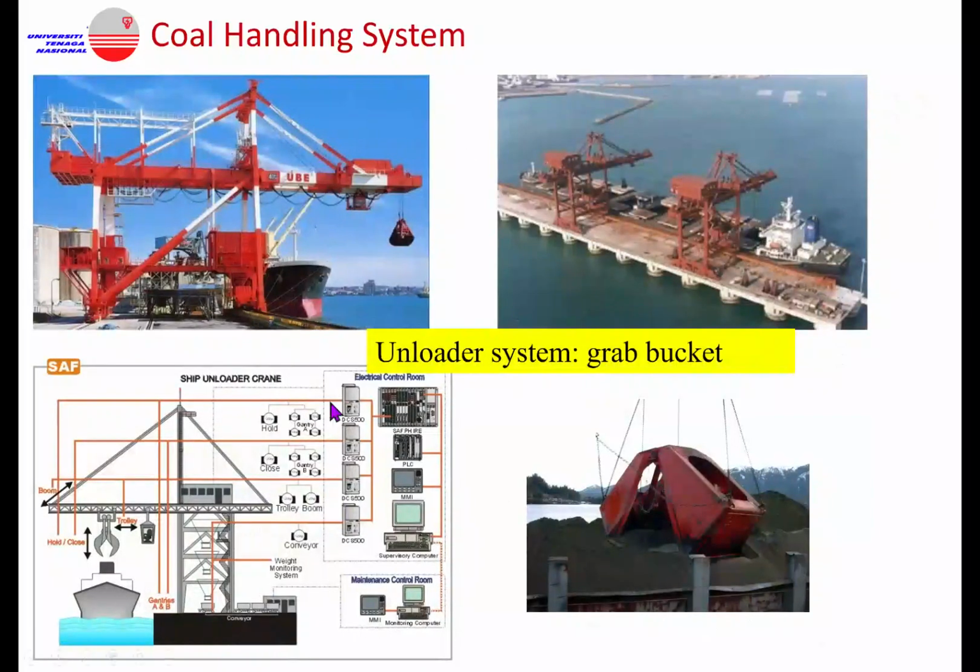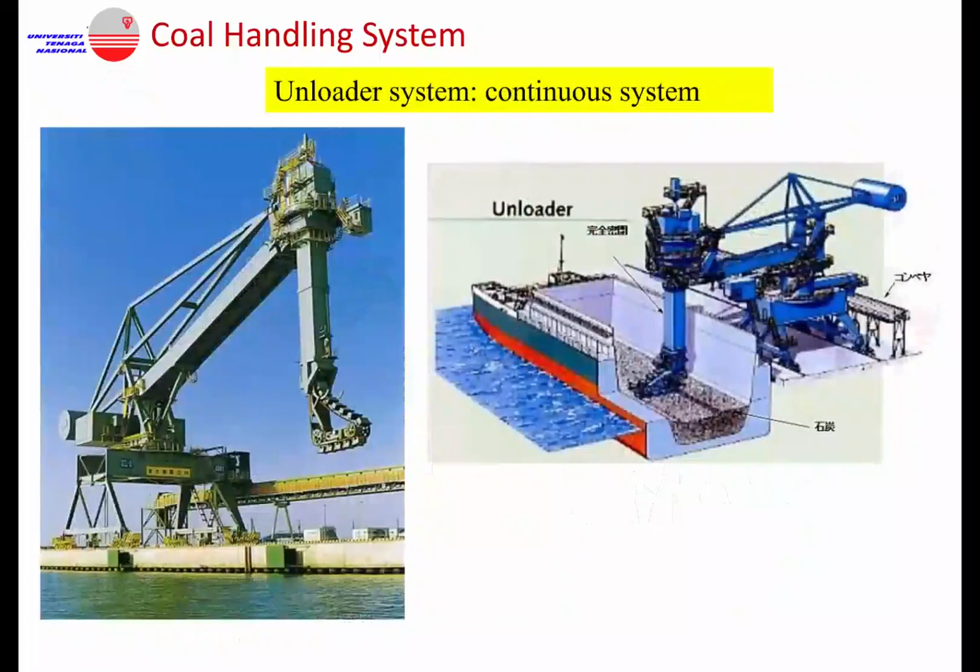Okay, the unloader system, this is the one that they use from the ship, from the ship here to the conveyor. So you can just look at the picture for how a typical unloader or grab bucket looks like.